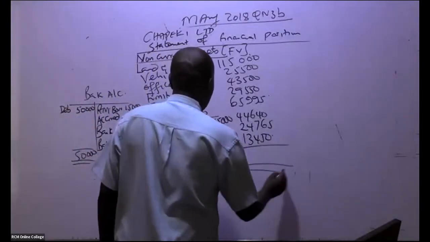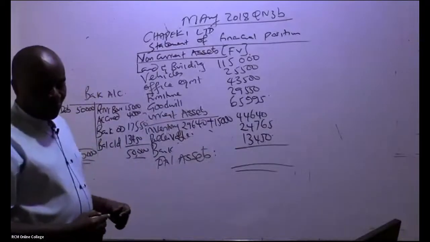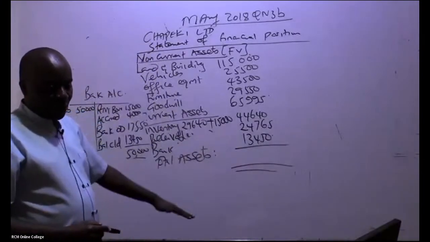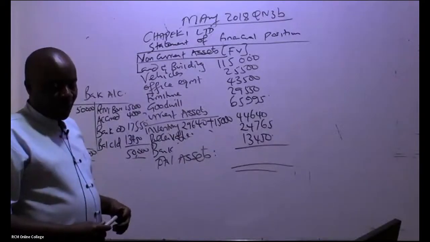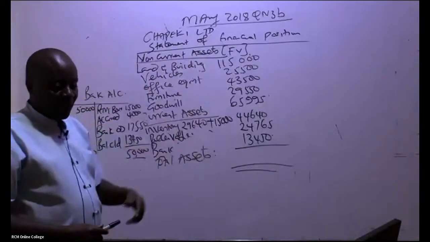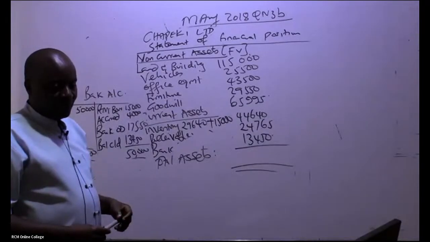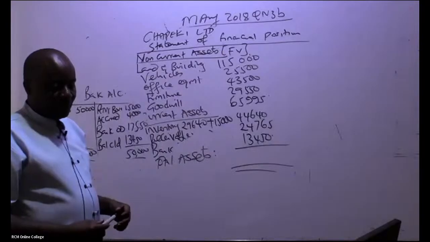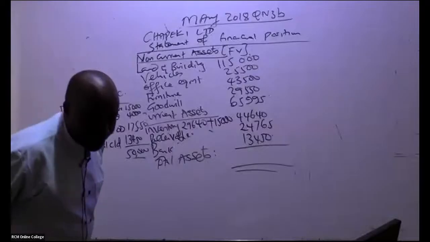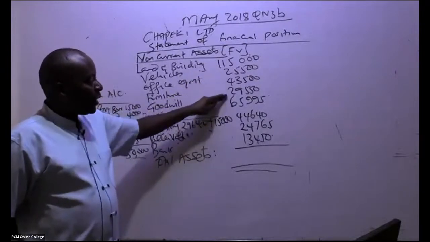So please give me the total assets. If you add up everything, what do we have in total? You're adding up everything from here, vehicles, everything. 2881,70. Can somebody else confirm that figure?